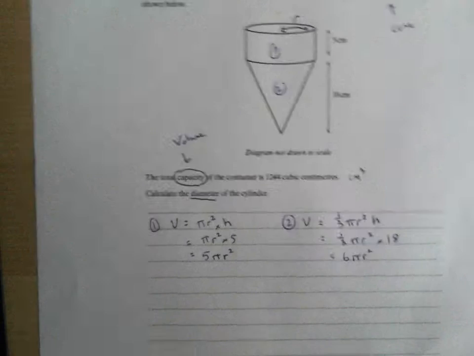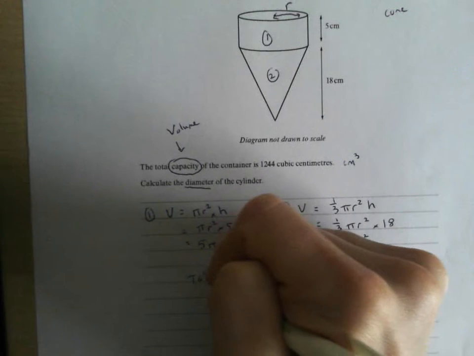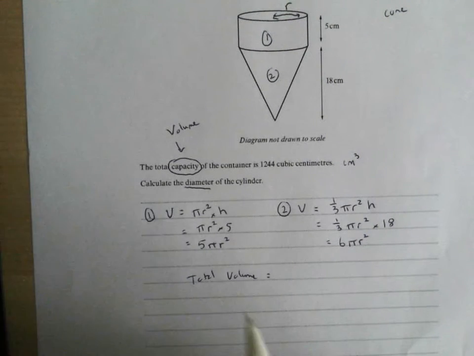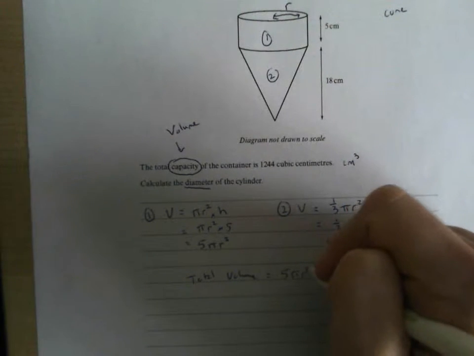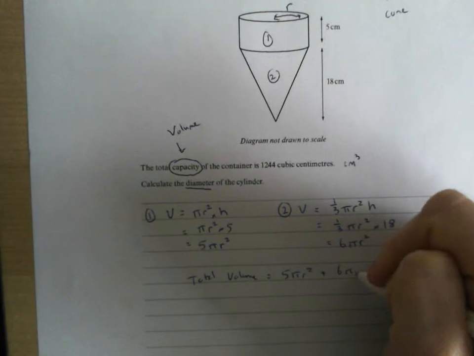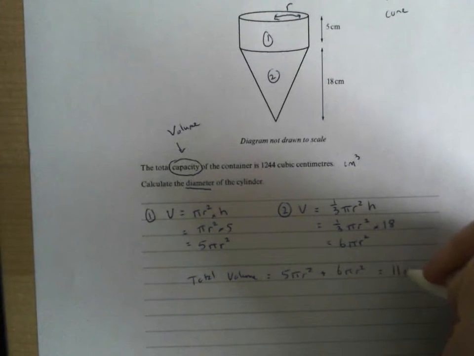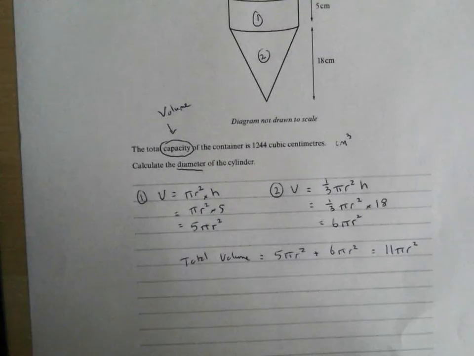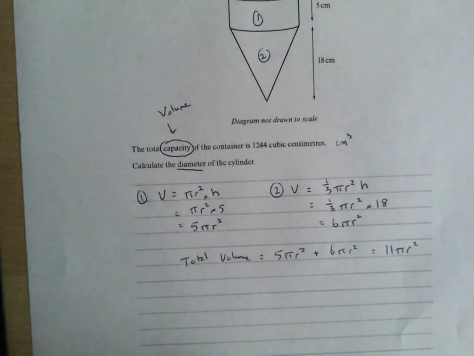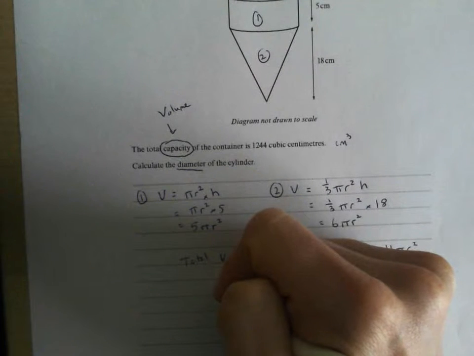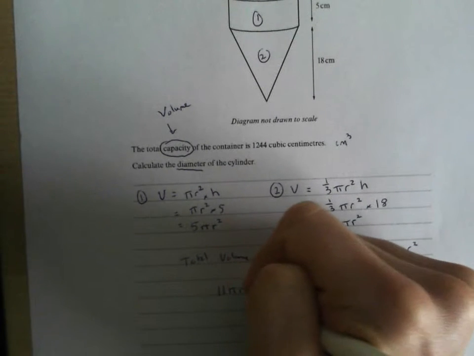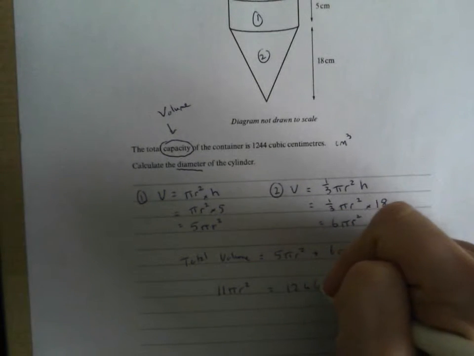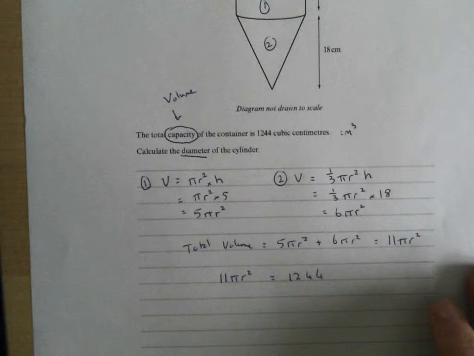So what's our total volume? Well, that's going to be those two things added together. So I get 5 pi r squared plus 6 pi r squared. That's going to give me 11 pi r squared. And what do I know about 11 pi r squared? Well, I know that it's got to be equal to 1,244. So I know that 11 pi r squared, which is my volume of those two shapes added together, has to equal 1,244. So now I've got an equation that I just need to solve.